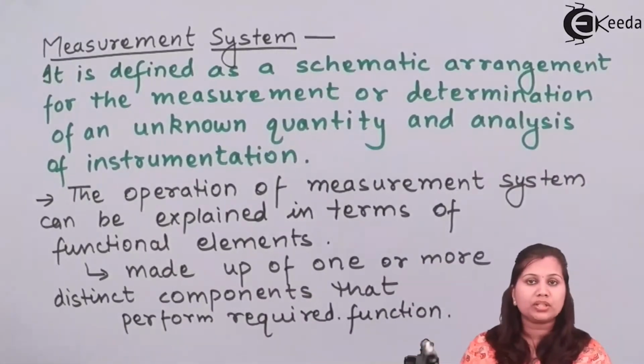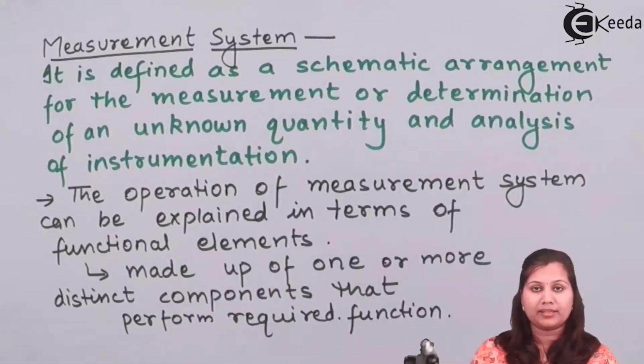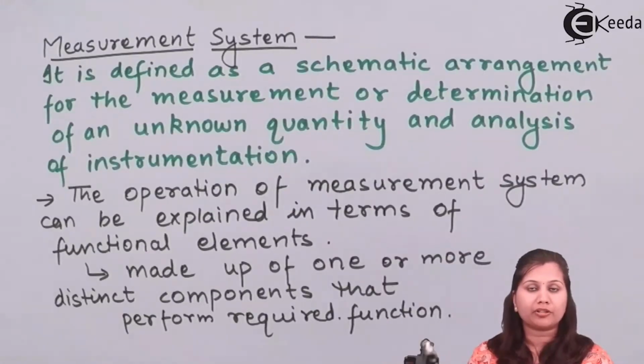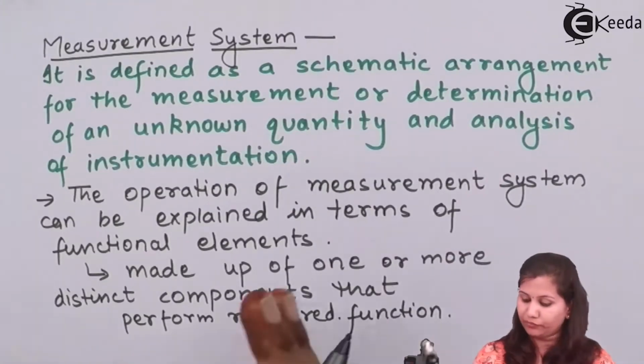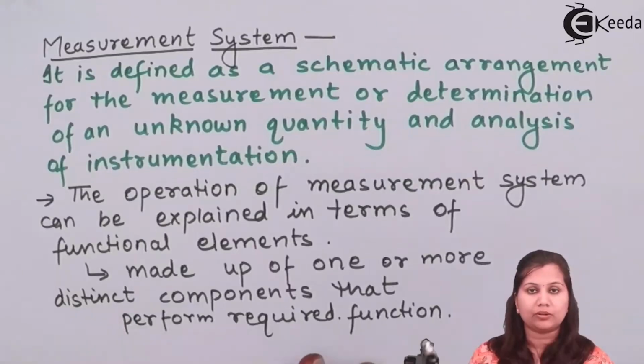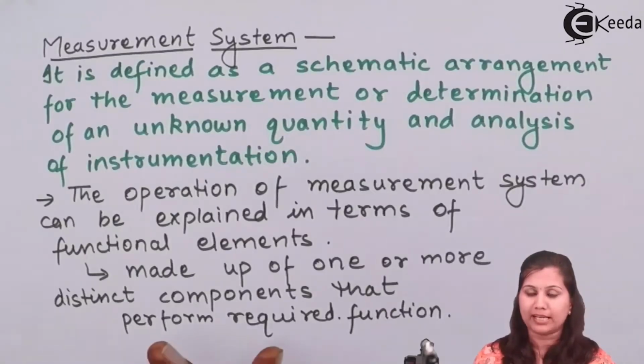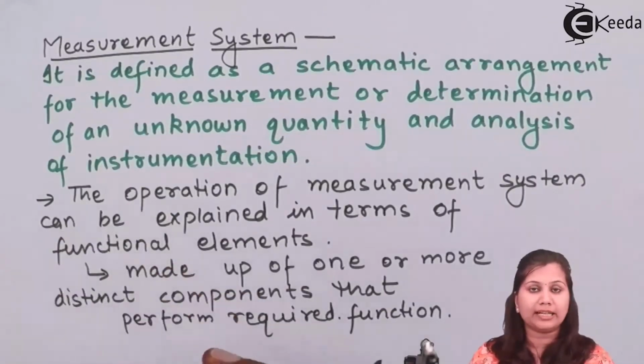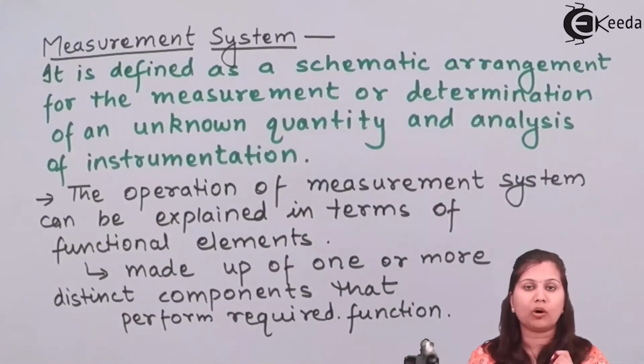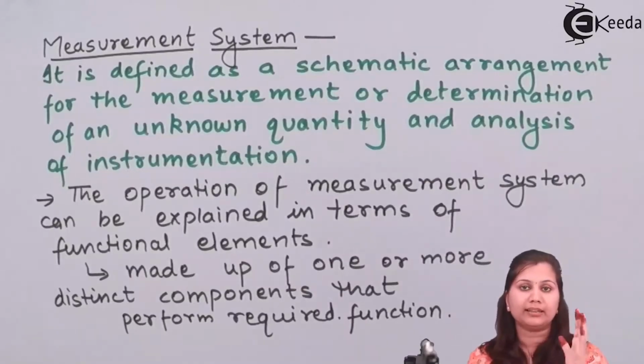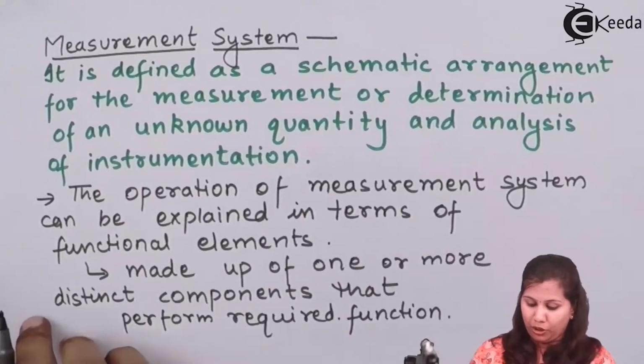So if we want to study the operation of a measurement system, we will study the functions or the operation of the functional elements. Okay, so operation is defined or explained in terms of the activity of the functional elements, and as I've said, functional elements consist of one or more distinct components which perform a specific or required function in the measurement.